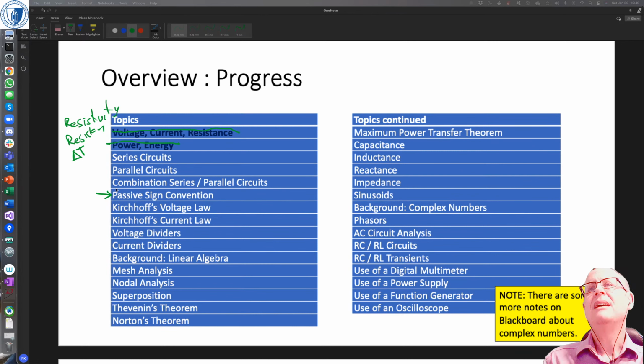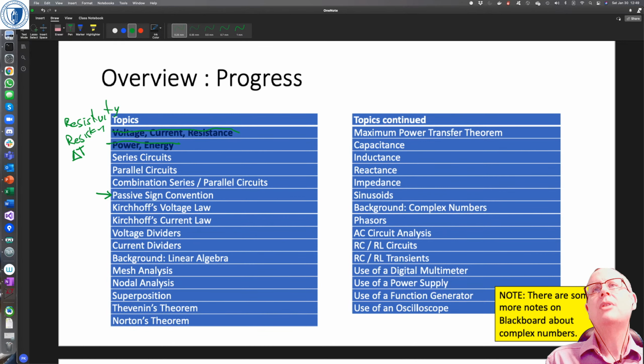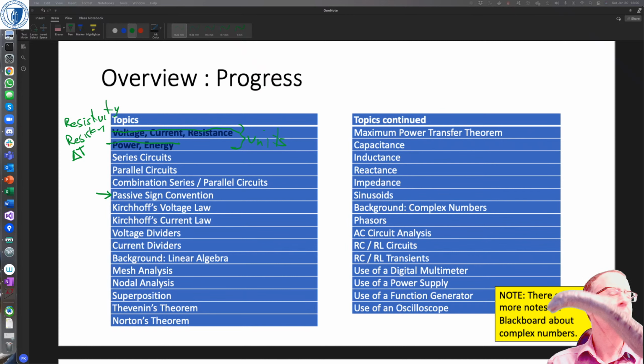So yeah, they're the things we've gone through today. The passive sign convention, voltage, current, resistance, power, energy. In fact, the things we've gone through are units in general. Resistivity, right? Remember your Apatosaurus, okay? As to how to find a shape.